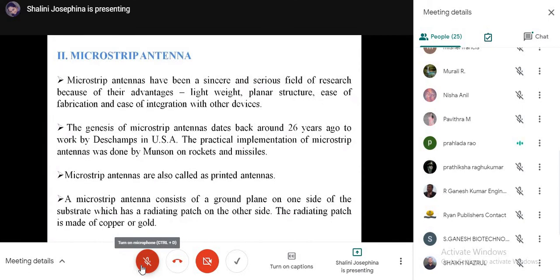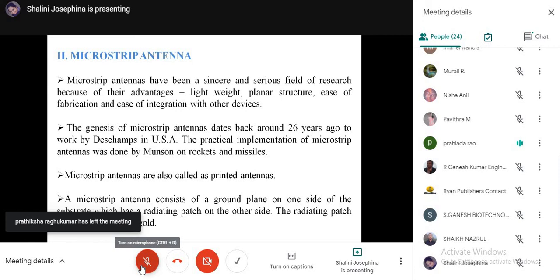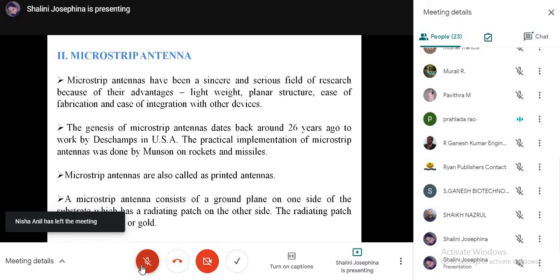Thank you. Okay, now coming to what is a microstrip antenna. These microstrip antennas have nowadays become a very serious field of research among antenna researchers because of their various advantages. They are very light in weight and possess very low volume. Secondly, they possess planar structure. Third, they can be easily manufactured and fabricated. Finally, they can be easily integrated with other electrical devices.